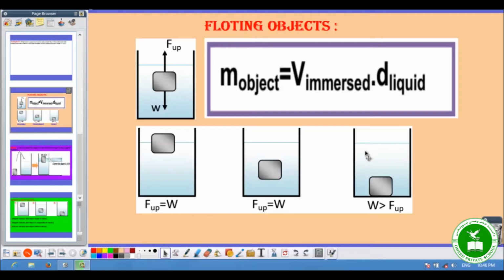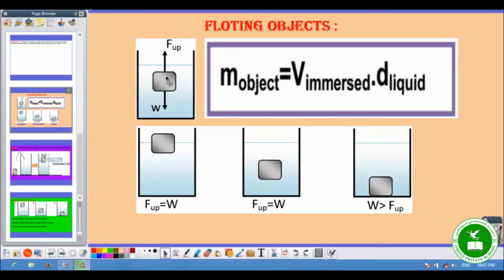In this class, I'm going to cover some remaining topics of 9th grade physics. And today's first topic is floating objects. Here, again, it is related to buoyancy and Archimedes principle. Here we study three different cases: maybe the object is floating, maybe the object is suspended, maybe the object sinks.